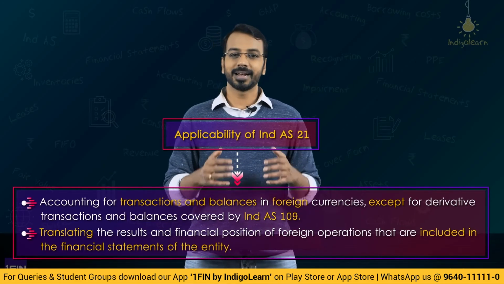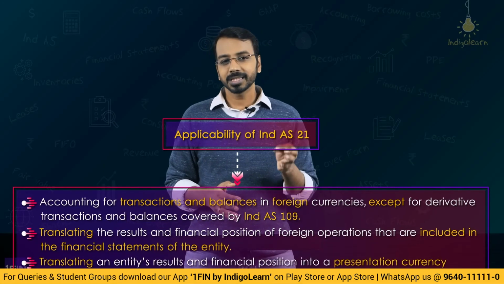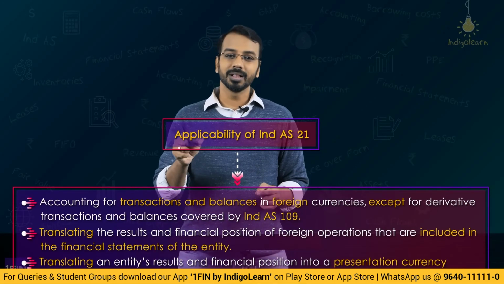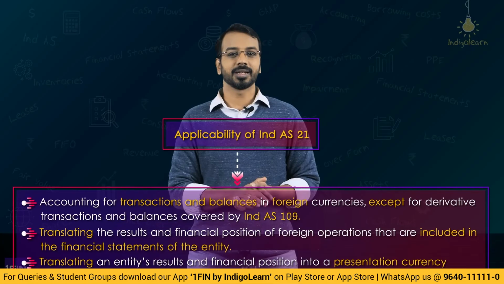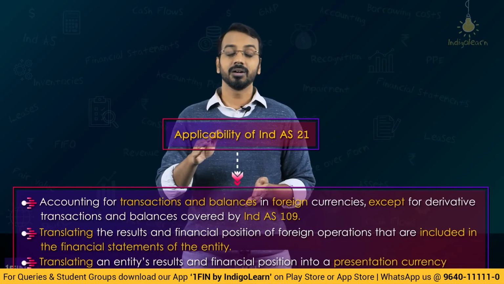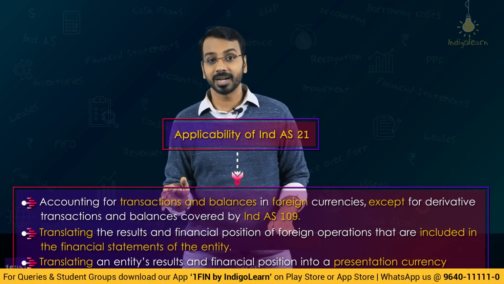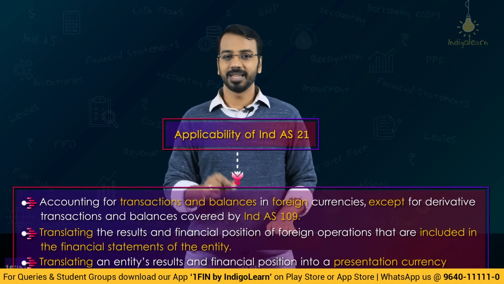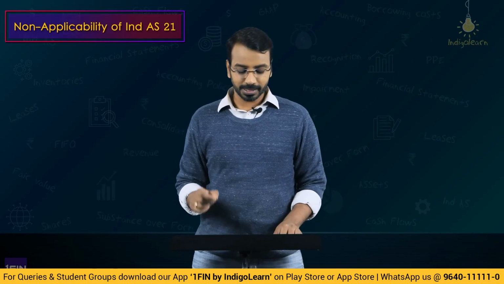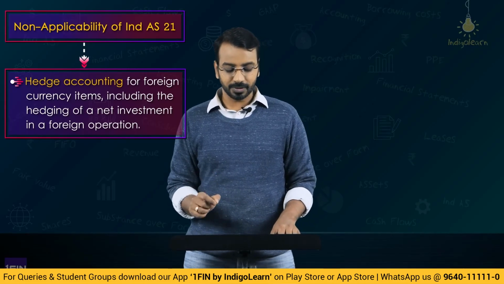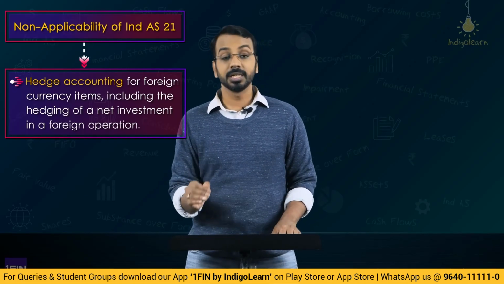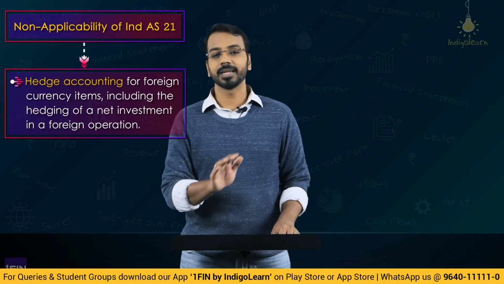And third case where the standard applies is when the entity's functional currency is different from the presentation currency. So, if the functional currency is different from the presentation currency and when you have to translate the financial statements from functional currency to the presentation currency, you will apply this standard. Let's now have a look at the exclusions from the scope of Ind AS 21. The first one is hedge accounting for foreign currency items, including the hedging of net investment in foreign operation, which is covered under Ind AS 109 hedge accounting.